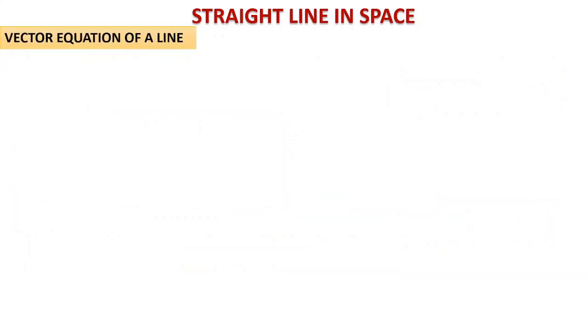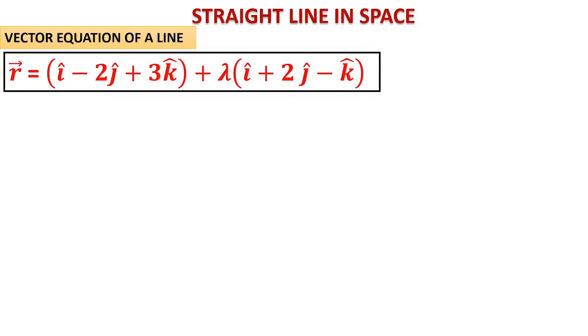Now, we should know how to convert a vector equation into Cartesian and Cartesian into vector. For example, I take a vector equation like this. Vector R is equal to i minus 2j plus 3k plus lambda into i plus 2j minus k. Be careful. This is the general form. There will be a vector in the first place plus lambda. Suppose it is given as minus lambda, it should be converted into plus lambda only. First vector plus lambda into second vector.